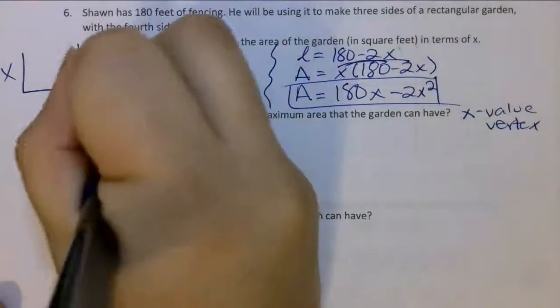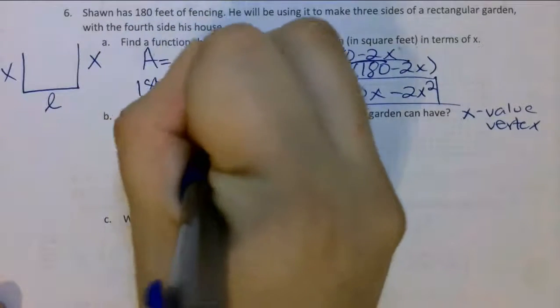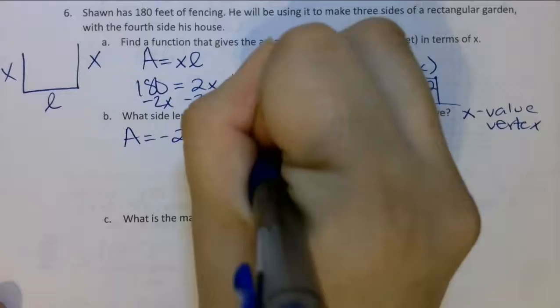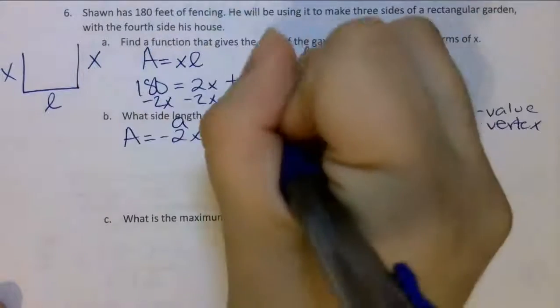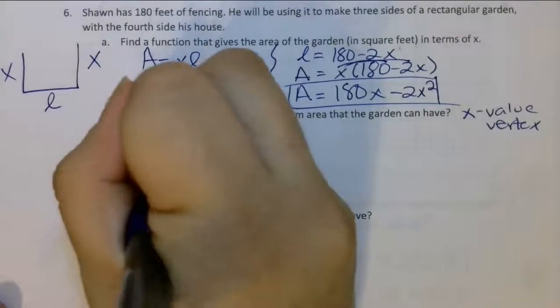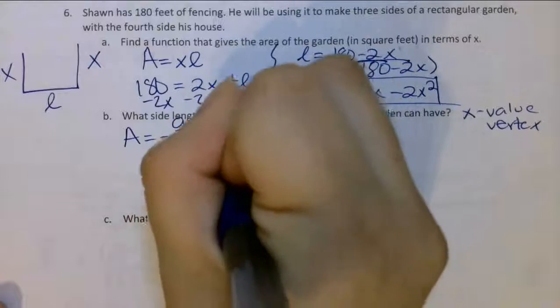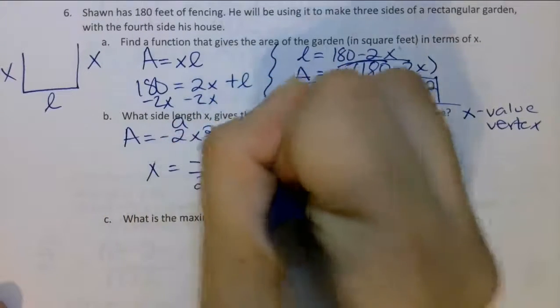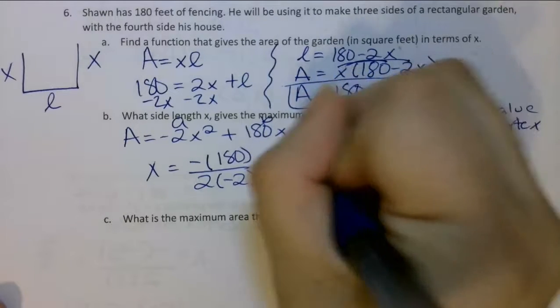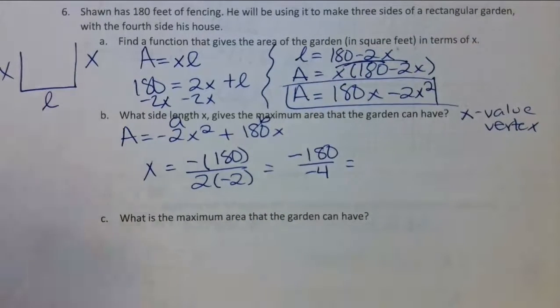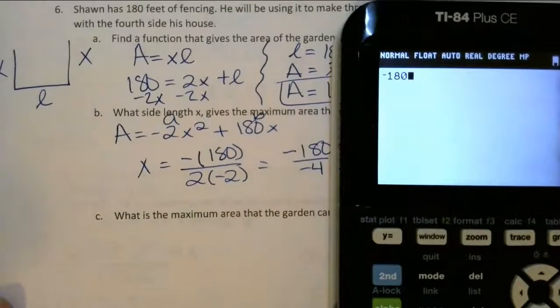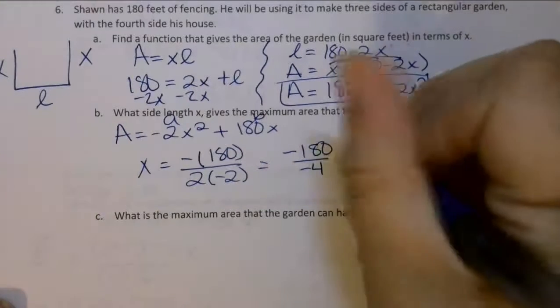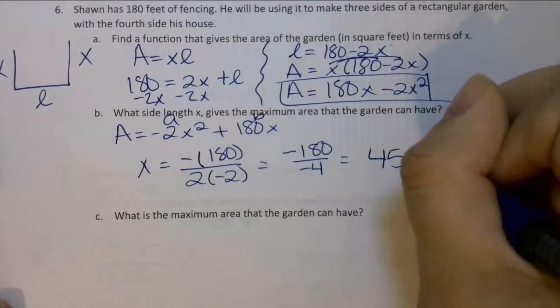So I'm going to rewrite the area formula in standard form. I have -2x squared plus 180x. A is -2, B is 180. So I have x equals -180 over 2 times -2, which gives me -180 over -4. I don't know that one off the top of my head. So I'm going to type it in my calculator. -180 divided by -4 gives me 45. So my maximum side length is 45 feet.